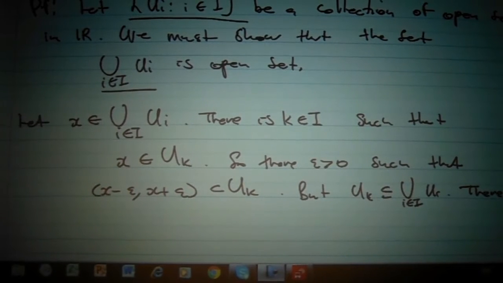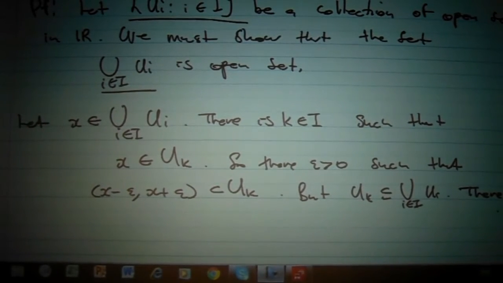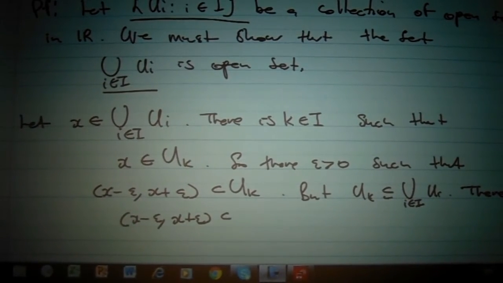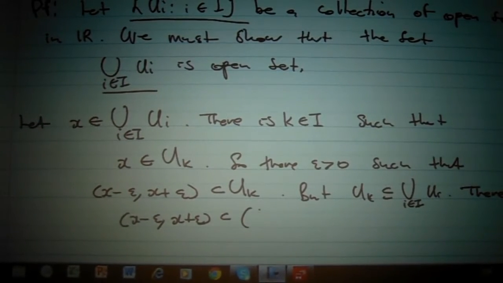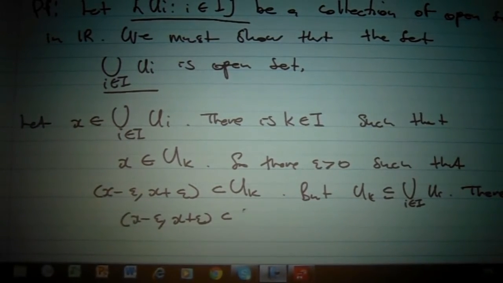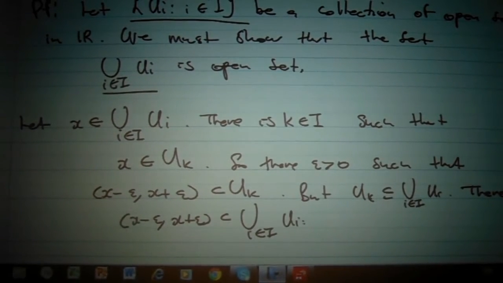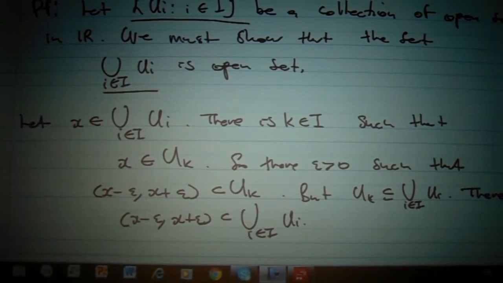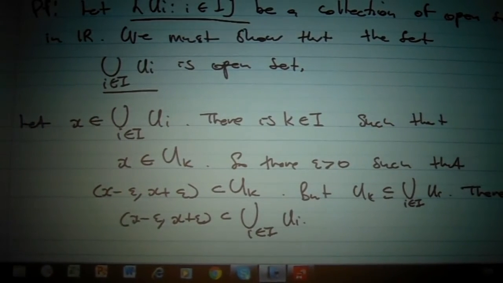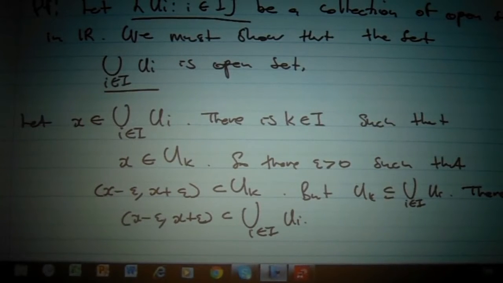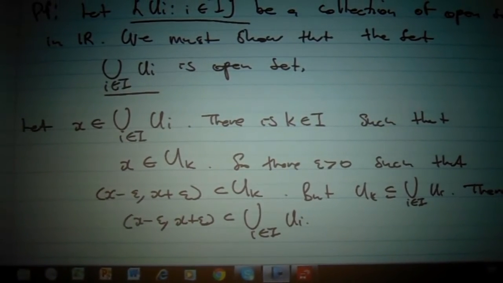Therefore, this is also in here. Does it tell us that this union is open? Yeah, we are done, right? So you see how you get your proof.